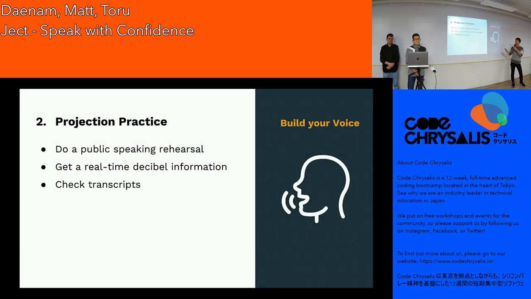The second feature is projection practice. You can build your voice in this mode, and you can do a public speaking rehearsal in this mode. And you can get real-time decibel information. So if you can check decibel information in real time, you can check if your voice is good or not. And after rehearsal, you can check your transcript, what you said.